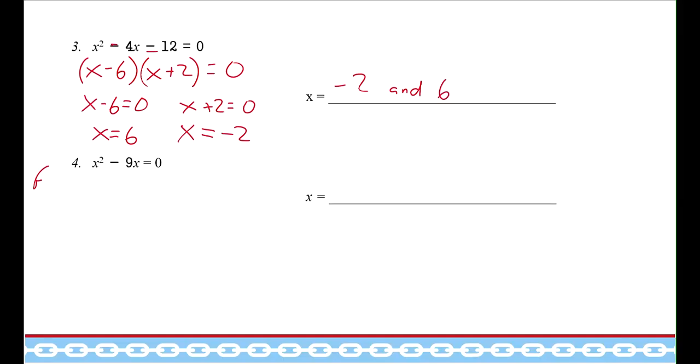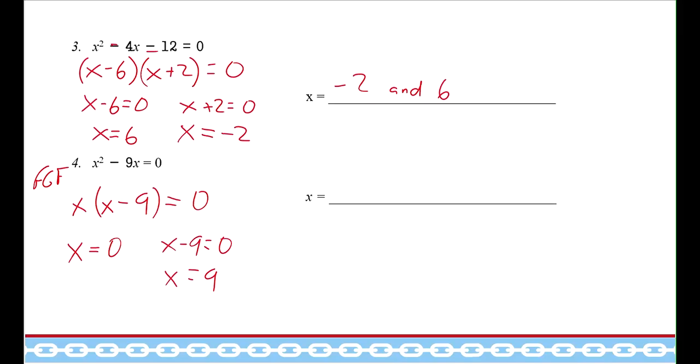Number 4 is a greatest common factor problem, GCF. Because there's no c value, no constant out at the end, I can only divide x out of both terms. x squared divided by x is just x. -9x divided by x is -9, which leaves me with x times the quantity x minus 9 equals 0. And then I would split that and solve just this right equation here. Add away that 9. So my solution is 0 and 9.